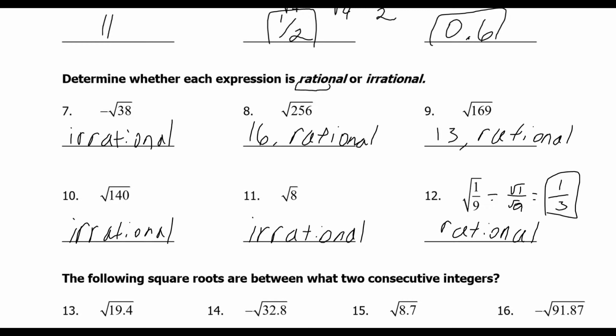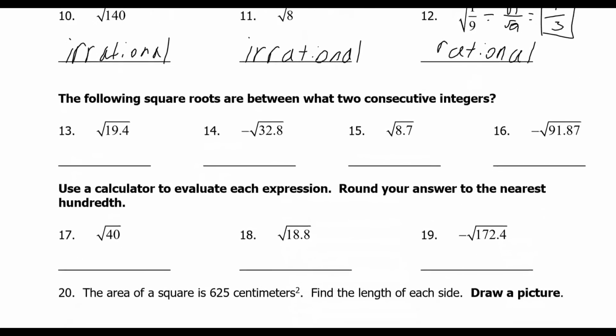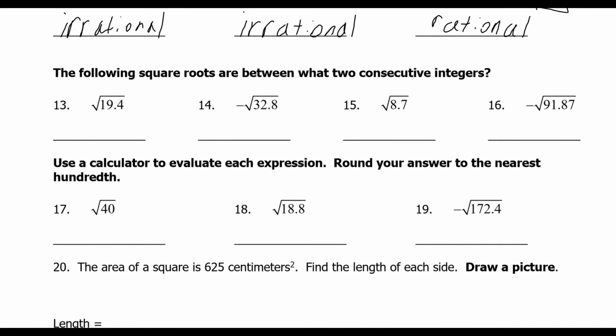Alright, so, moving along here. We've got numbers 13 through 16, okay? And all those are asking us to do is figure out between what two consecutive integers do those square roots lie? Where do those radicals lie? So, if we look at it, and we take the square root of 19.4, we're going to realize that that's going to be somewhere between 4 and 5. We get 4.4 something, something, something, something. Okay, so we just say 4 and 5. That's the numbers that it happens to be between.